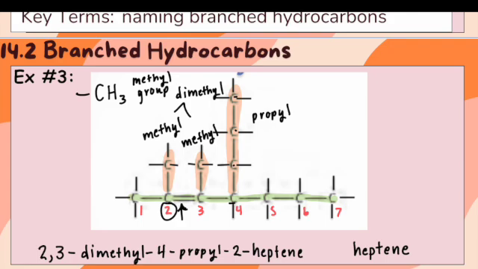So telling us that on the 2nd and 3rd carbon of the chain, there are 2 methyl groups, so 2 CH3 groups. On the 4th carbon of the parent chain, there is a propyl group, okay, where there is 3 carbons attached. Then at the 2nd carbon in the chain, there is a carbon-carbon double bond. And in total, we have a parent chain of 7 carbons, which is that heptene.